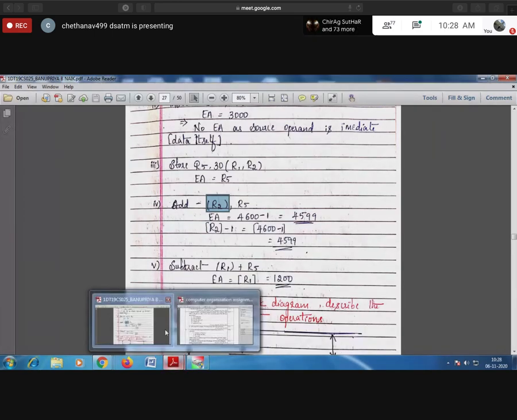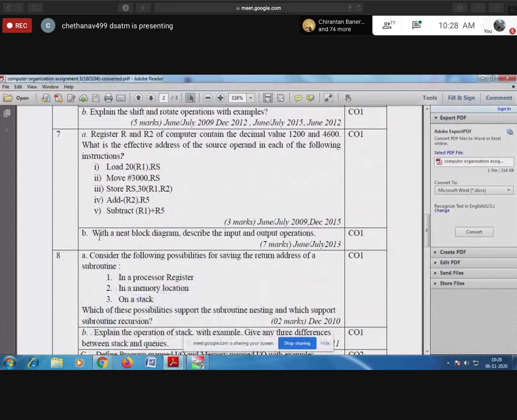If you go to seventh B, draw any diagram and describe the input and output operations.